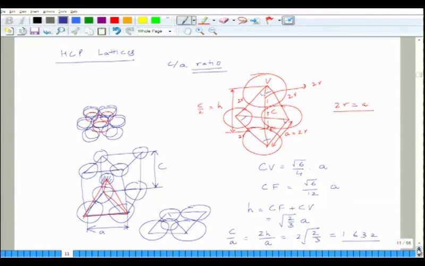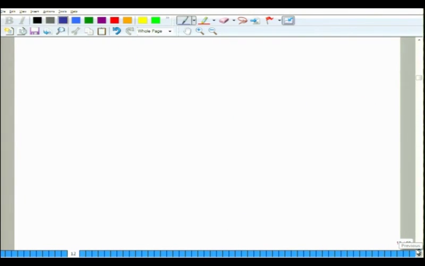All right. So, this is where we will end this lecture. In the next lecture, we will talk about interstices in these structures, and structure of some common metals and alloys. Okay.